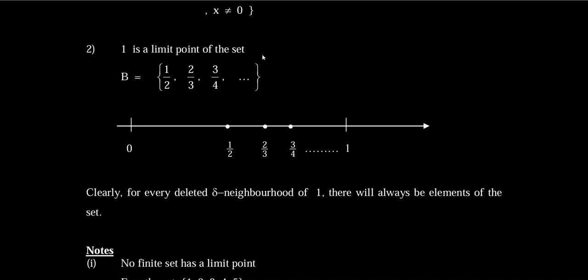So let's solve the next example, probably to make it clearer. This example says 1 is a limit point of the set, and the set was given as 1/2, 2/3, 3/4, and so forth. Now, you realize that 1/2 is the same as 0.5, 2/3 is the same as 0.67, 3/4 is 0.75. The next one will give you a number higher.